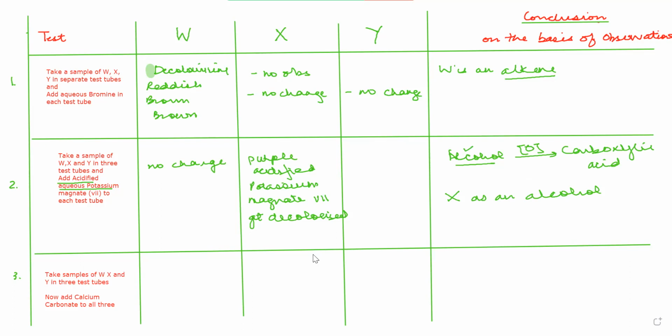Coming to the third part, again I have the same chemical added to all the three samples of W, X, Y, and this time I'm adding calcium carbonate to all the three test tubes. So again, I will observe no changes here, right? Because I have already identified this chemical as an alkene.